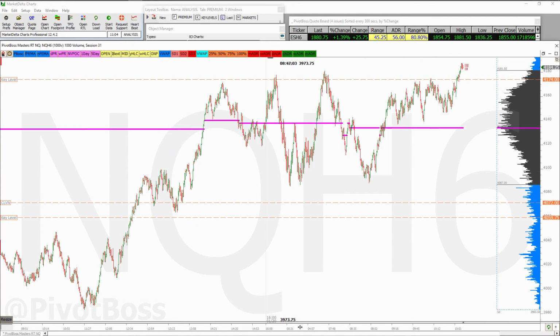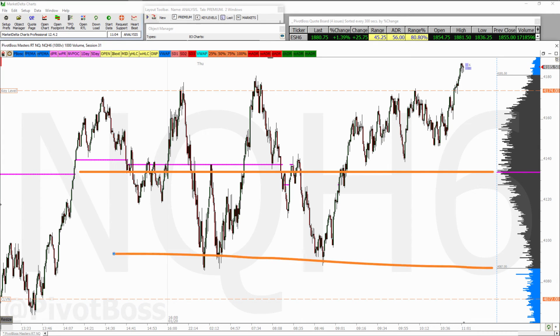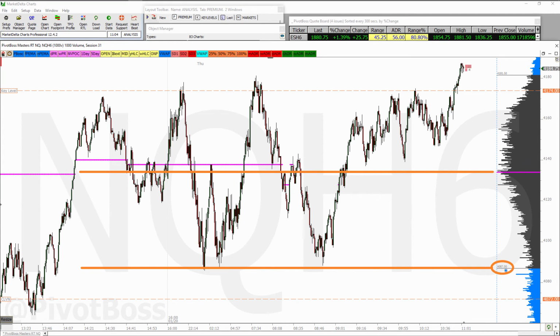So right now, when you look at this, the goal of a responsive buyer is to buy below value. So this is value, and this is the value low. Everything below this price is considered an awesome value. And that's why you can see it barely got to that zone a couple of times, and people were picking it off quickly and returning it to value.